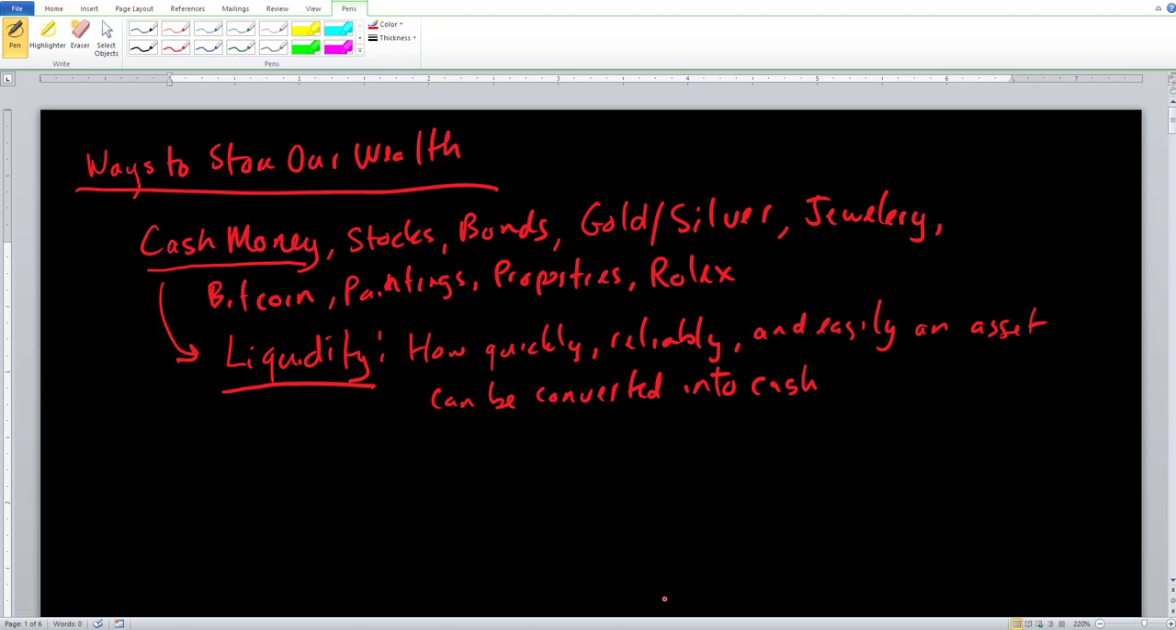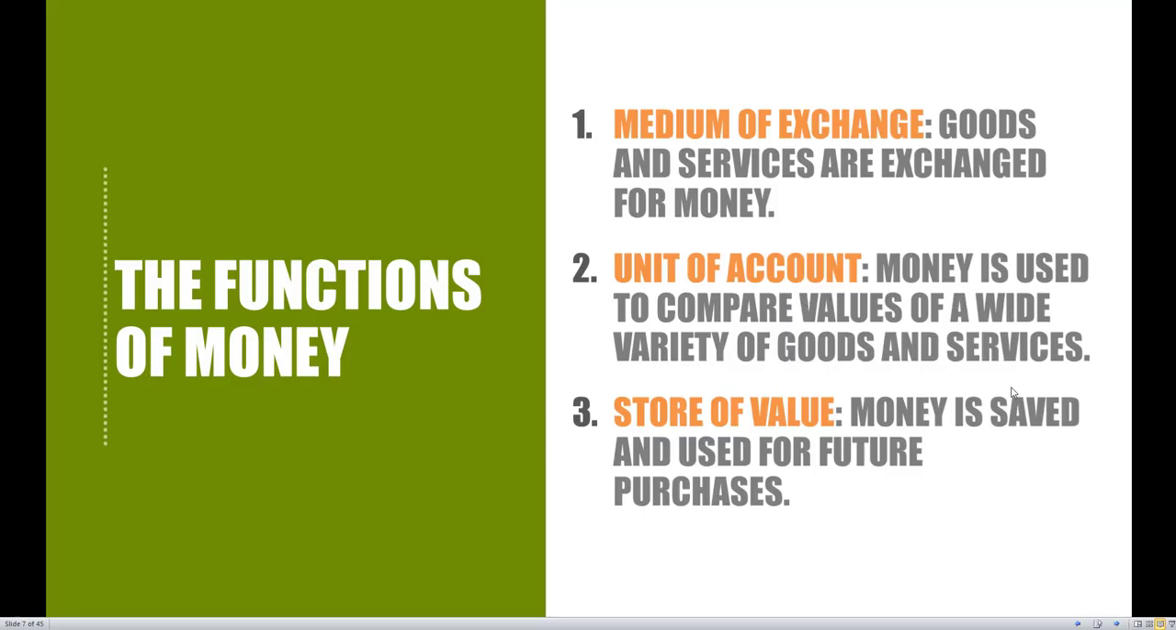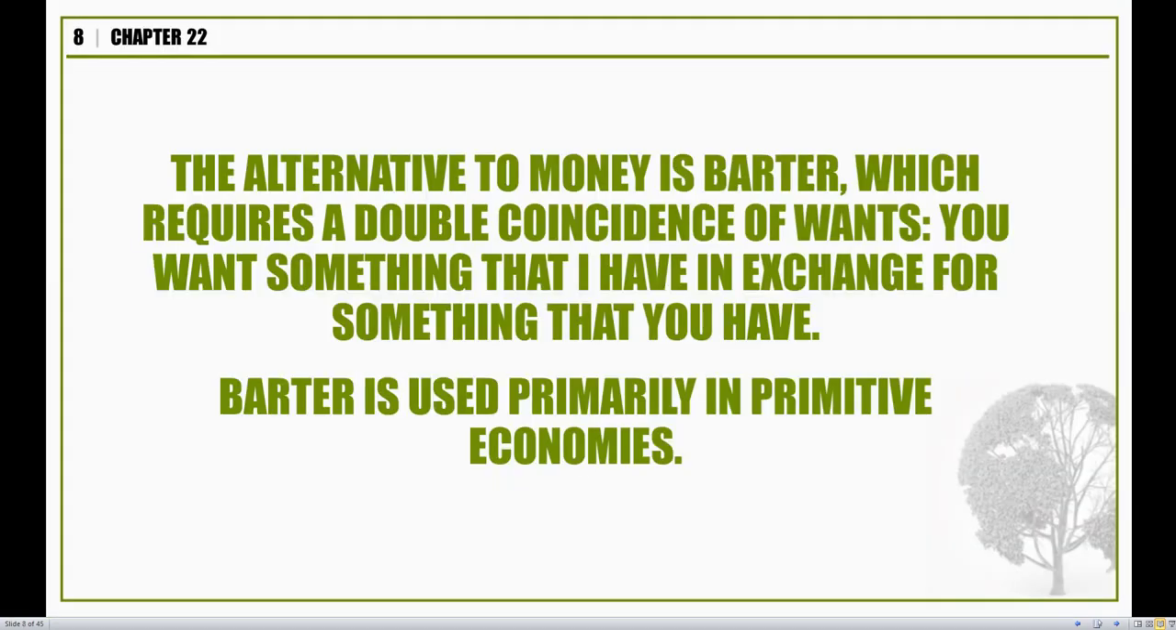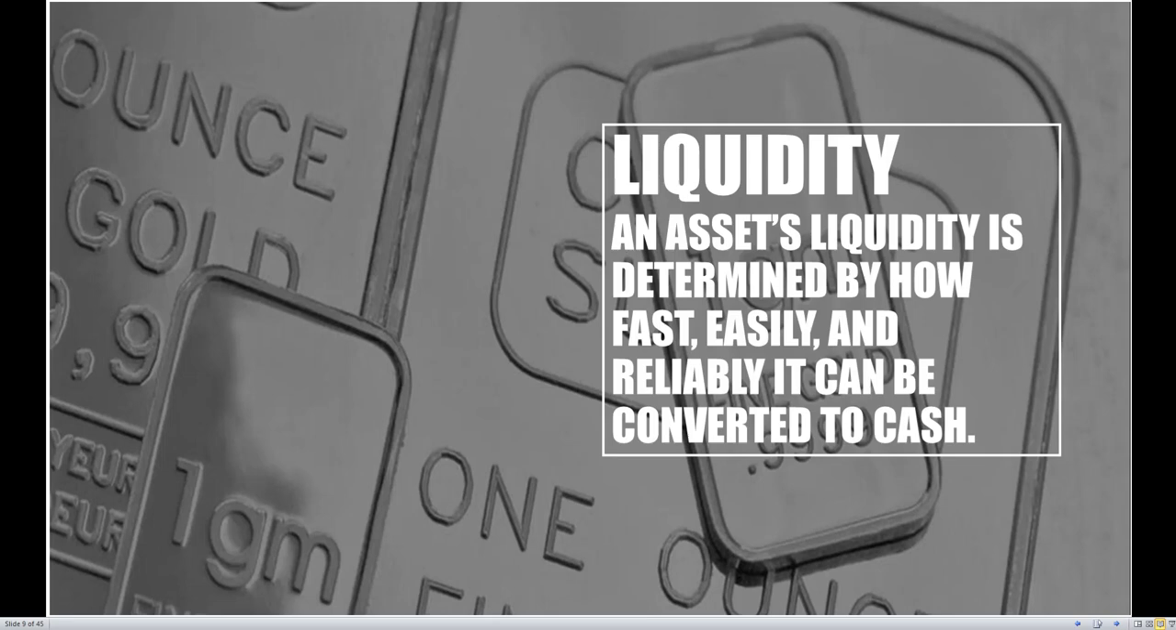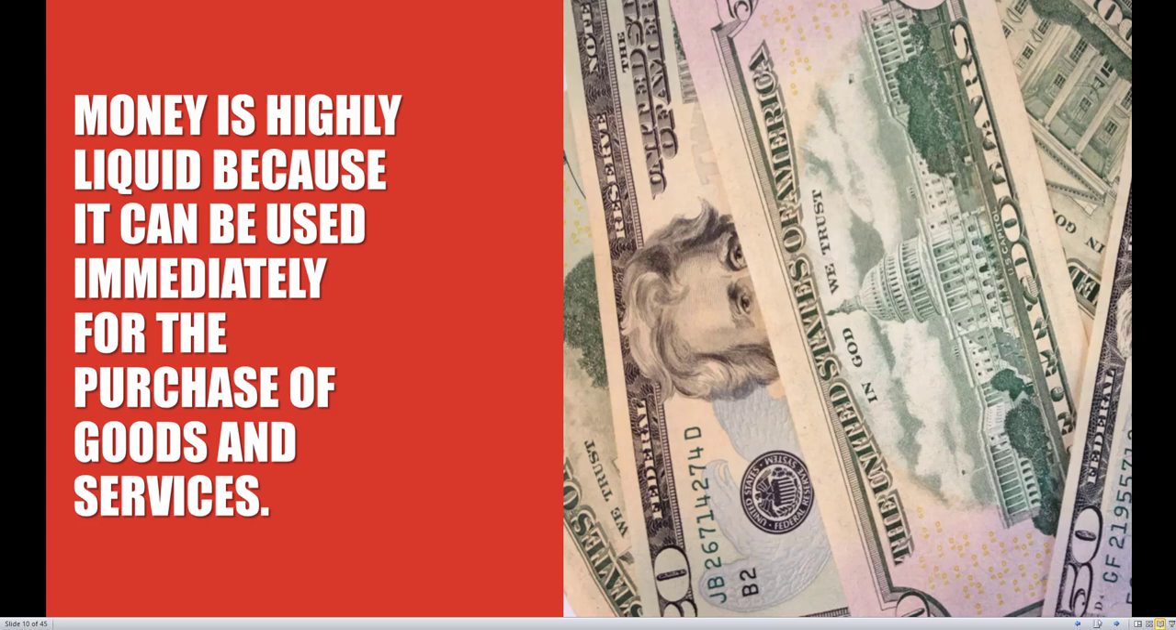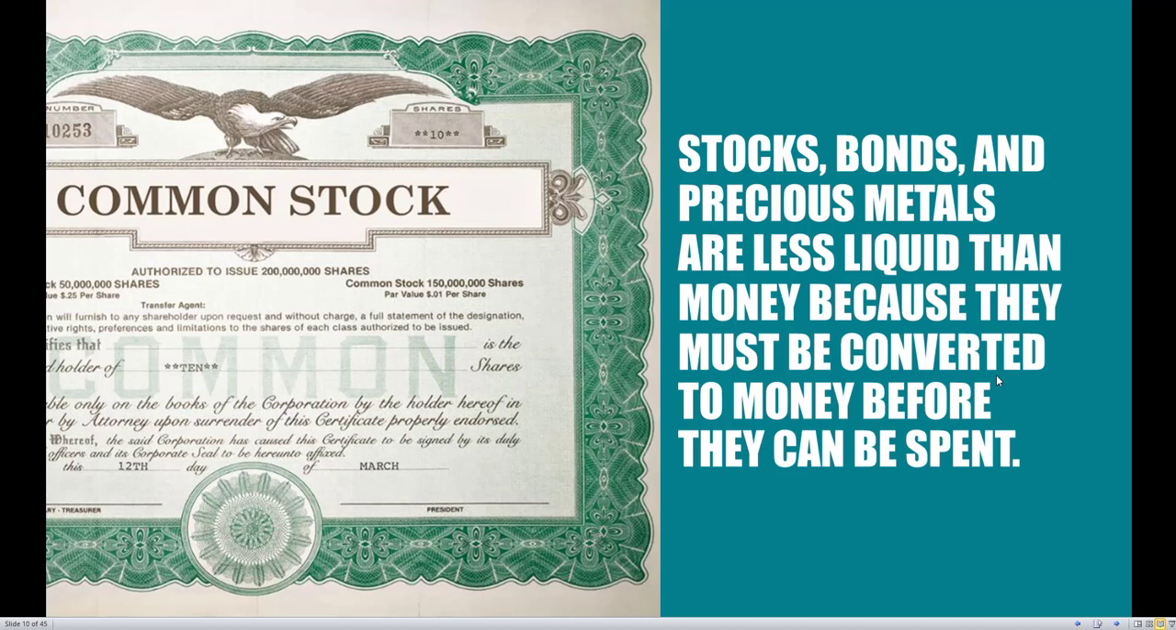So with all of this, we've already covered our 3 functions of money. We said medium of exchange, unit of account, and store of value, and then we hit on the idea of liquidity just a little bit more. We talked about the barter system, which requires a double coincidence of wants. It's only used in primitive economies. An asset's liquidity is determined by how fast, easily, and reliably it can be converted into cash. Money is the most liquid type of asset because it can be used immediately for the purchase of goods and services, while other assets such as stocks, bonds, and precious metals are less liquid because they must be converted to money before they can be spent.